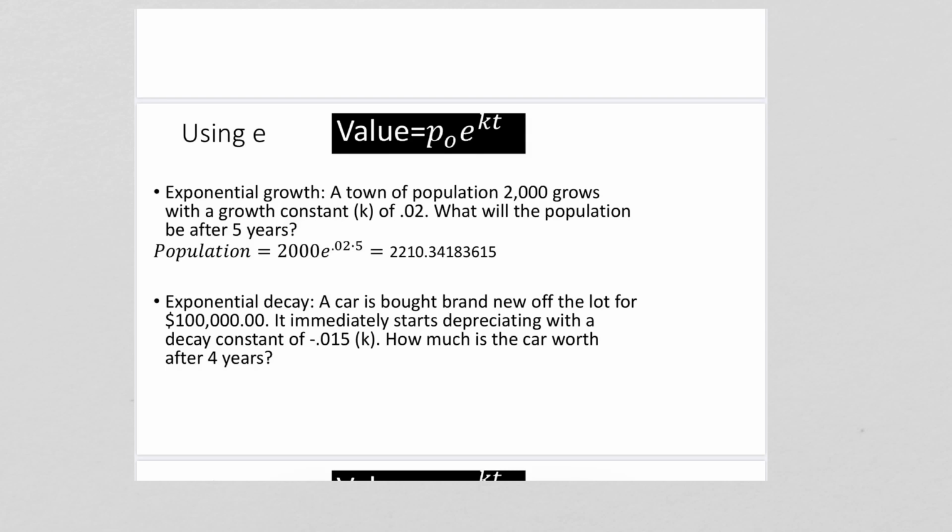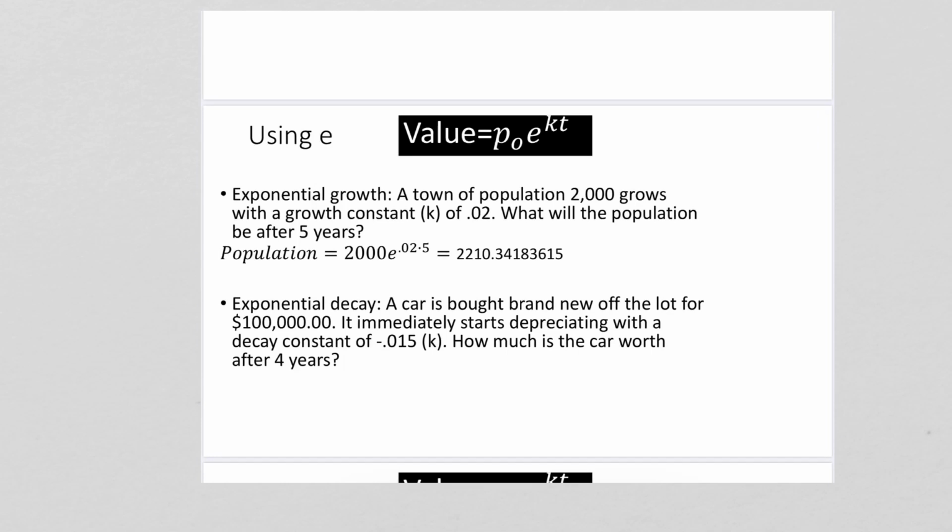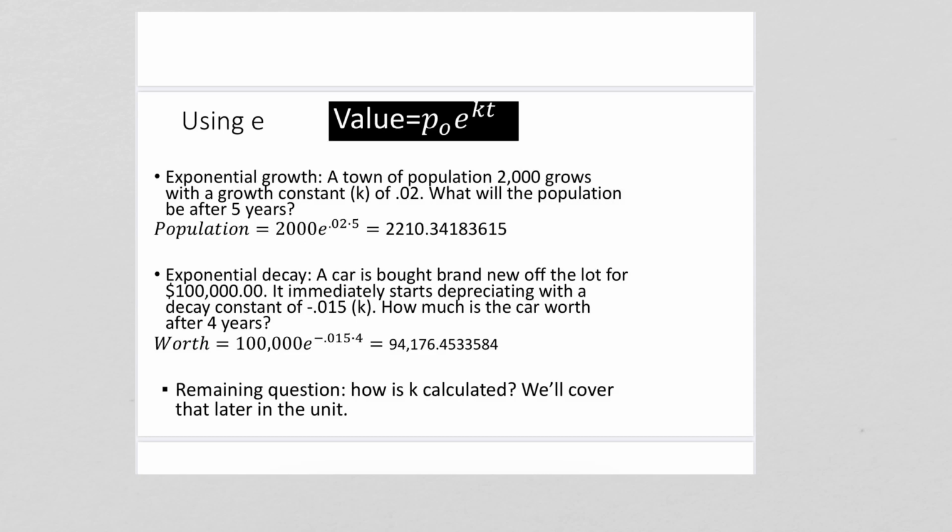Okay, now let's do a decay problem. A car is brought brand new off the lot for $100,000. Okay, so that's P naught. It's our initial cost. Okay, it immediately starts depreciating with a decay constant of negative 0.015. How much is the car worth after t years? After 4 years, so that's our t. Okay, we have our k is negative 0.015, negative because we're decreasing. So we plug it in, 100,000 times e raised to the negative 0.015 times 4 gives us an amount of 94,176. So we've lost about $6,000 of value on our car.